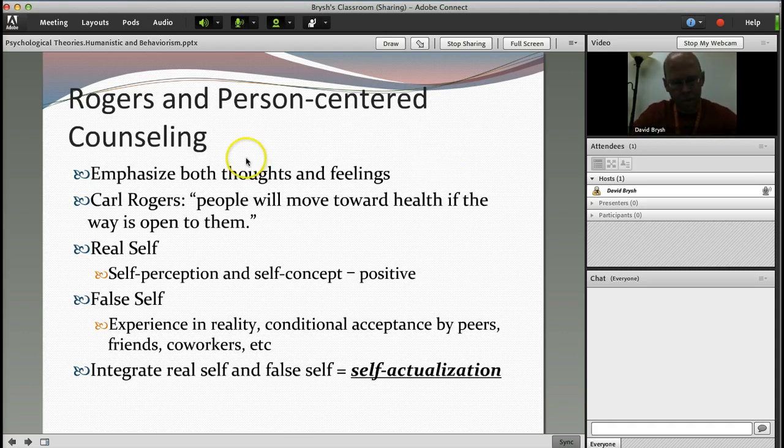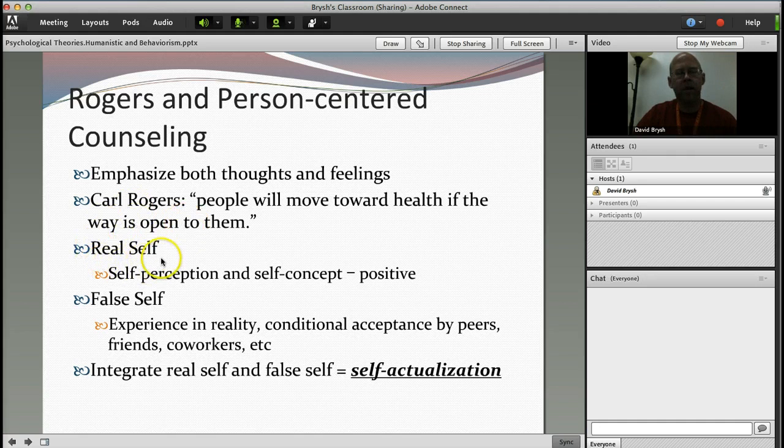And this is a quote from him, he said that people will move toward health if the way is open to them. So the purpose of the psychology then is to make sure that path is open, right? So if you're a psychologist, a psychiatrist, or a counselor, your job then is to make sure that they know where they're going and have a path to get there, right? That's your job as a therapist.